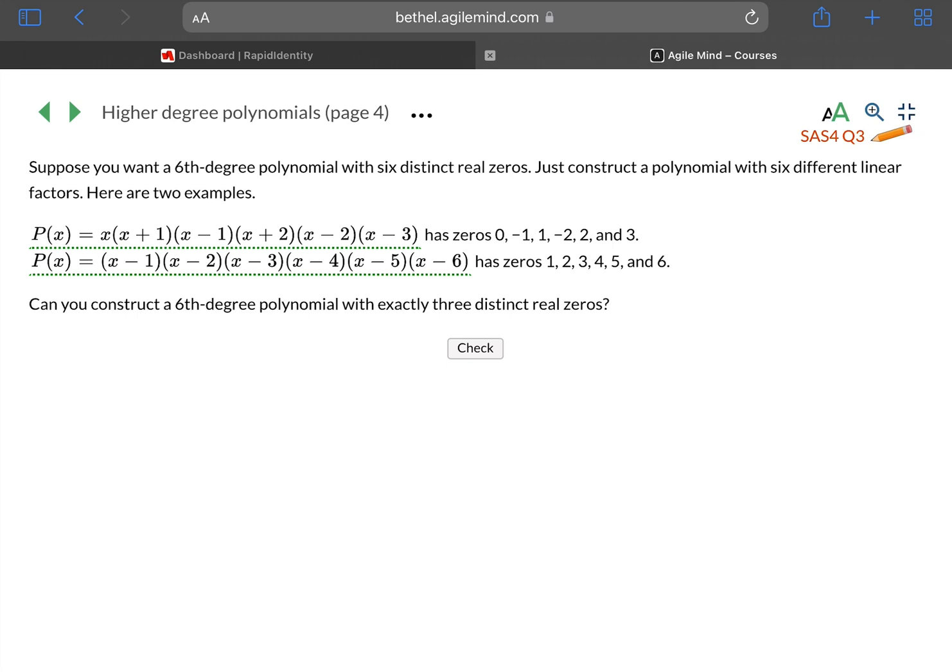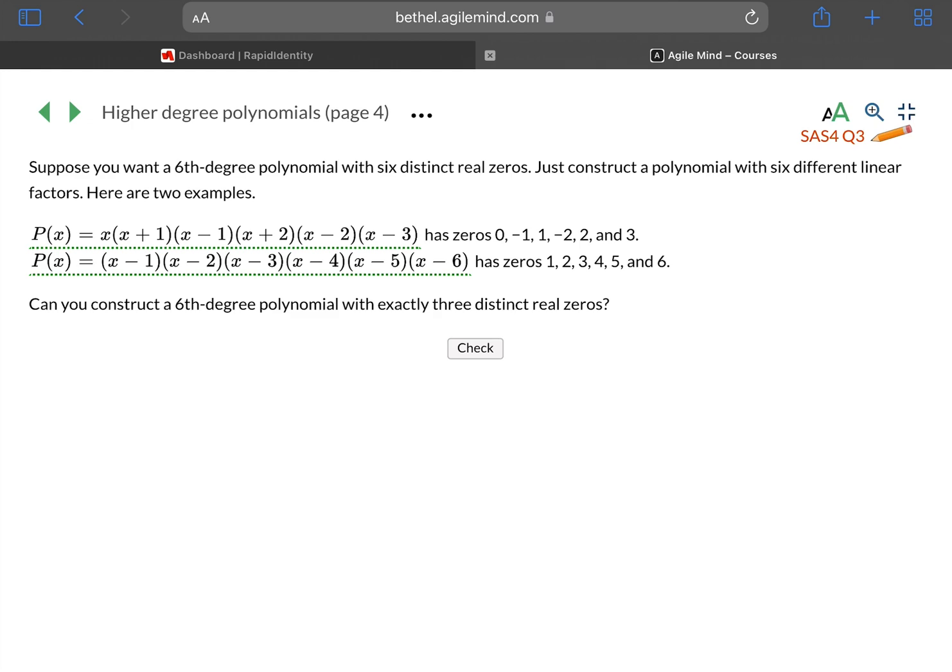If I were to distribute, it would be a really long problem to do all of that distribution, but in the end, I would have x's multiplying together until we have x to the 6th power, because there are 6 x's there, and they're all going to end up being multiplied together. So I would get x to the 6th power, which is exactly my 6th degree polynomial. So when it asks me to construct a polynomial with 6 different linear factors, here's a couple of examples.